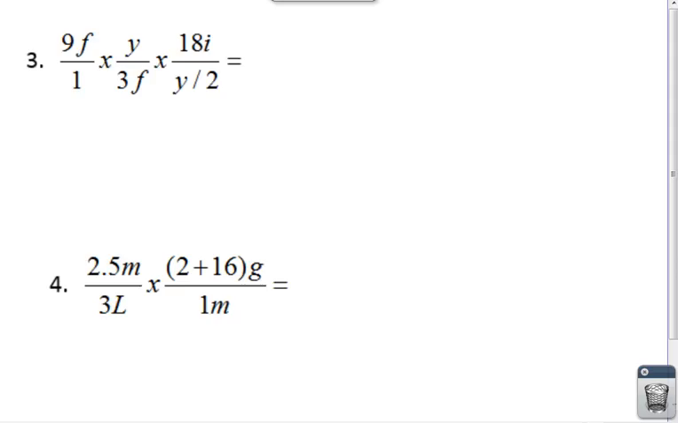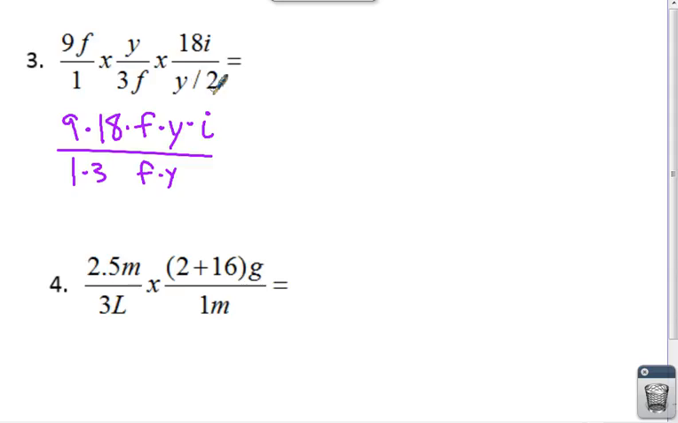Here we have a couple. We're supposed to simplify them down. Let's knock out what we can. Let's see, we'd have 9 times 18 times f times y times i over 1 times 3 f y. Ooh, what about this 2? It's in the denominator of the denominator, so it's going to flip back up here. So it's actually one of the numbers on top.